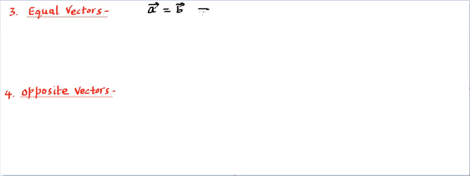Now what are the implications of it? Its meaning is that the magnitude of A is equal to the magnitude of B, one point, as well as the direction of A is equal to the direction of B. So if we have two vectors with the same magnitude and the same direction, then we say the vectors are equal, and if vectors are equal, we can claim this. That means this is true both ways. Mind it, whenever we say equal vectors, both conditions have to be true.